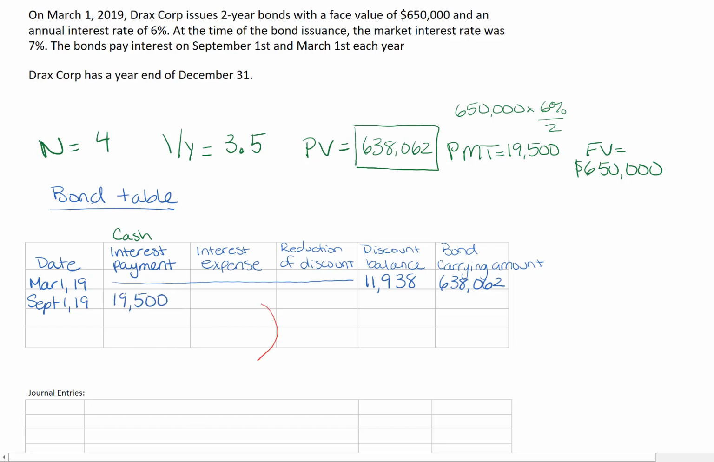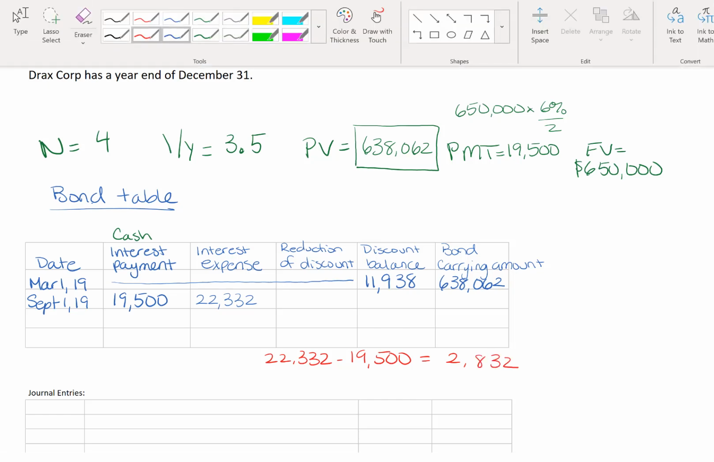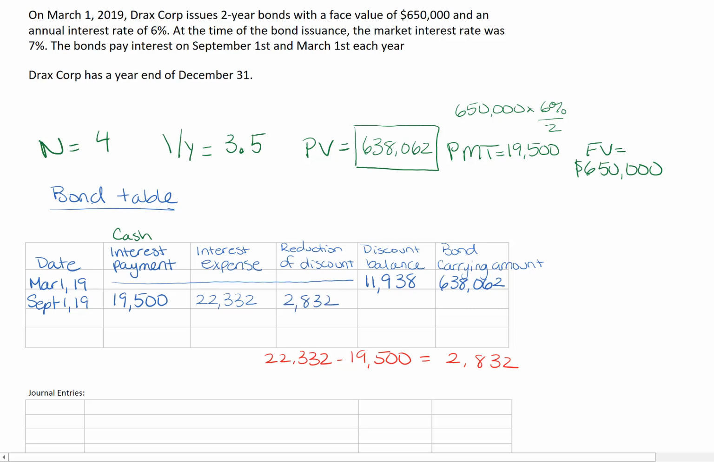The interest expense, again, this is where it gets strange, is calculated by taking our bond carrying amount of $638,000 times our market interest rate of 7% and dividing by 2. So I got an interest expense of $22,332. The difference between the cash payment and the interest expense is going to go into the reduction of discount column. So we're going to put $2,832 here, and that amount is going to reduce the discount balance. So $11,938 minus the $2,832 is going to give us our new discount balance of $9,106.